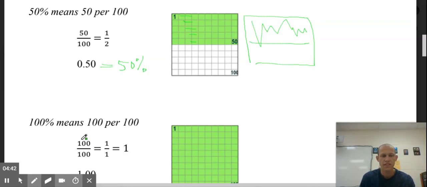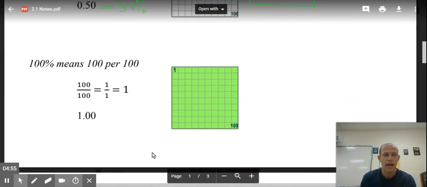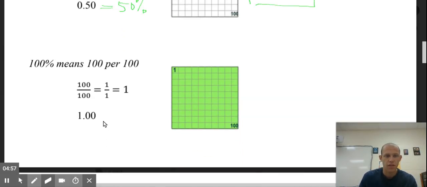Okay. And in this last example, you see everything filled in. You see 100 boxes, and all 100 are green. So 100 out of 100. When you divide that, you get the number 1. So what that means is you have 100%, because if I multiply 1 by 100, you get 100. So that would be 100%.